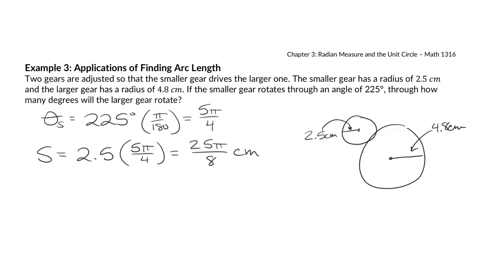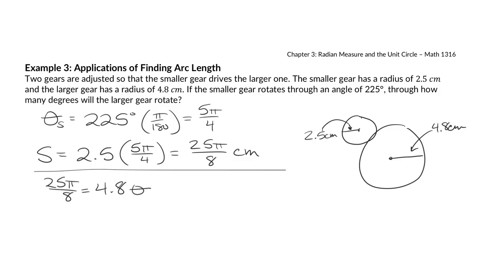Mm-hmm. So now that we have the arc length, which is going to be the same for both the small and the large gear, we can set aside the small gear for a second and fill out the formula for arc length given what we know about the large gear. What do we know about the large gear? And what else have we just found out about it? The arc length. So instead of S equals R times theta with R and theta filled in, we fill in S equals R, which is 4.8, times theta, which means theta becomes the thing I do not know. Theta is what I can solve for.